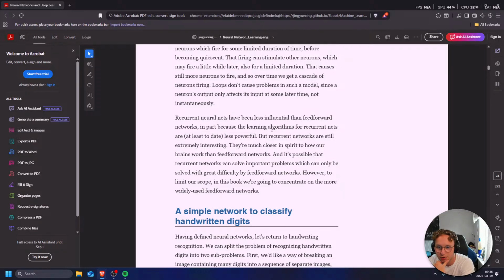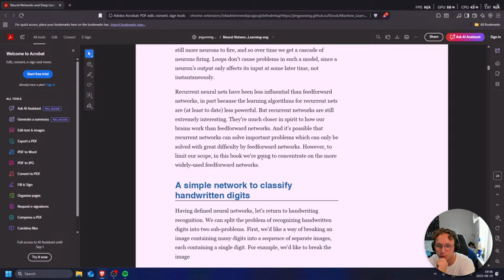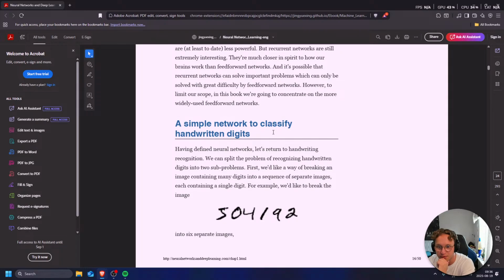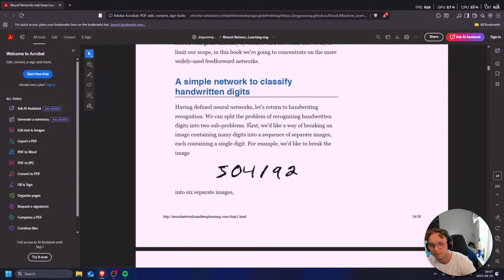They are much closer in spirit to how our brains work than feed-forward networks. And it is possible that recurrent networks can solve important problems which can only be solved with great difficulty by feed-forward networks. However, to limit our scope in this book, we are going to concentrate on the more widely used feed-forward networks. Okay. A simple network to classify handwritten digits.